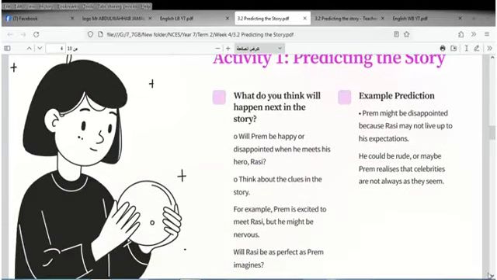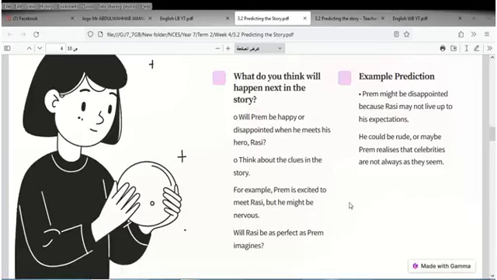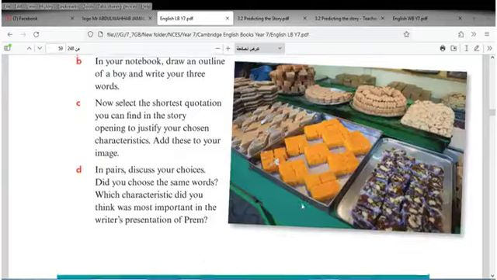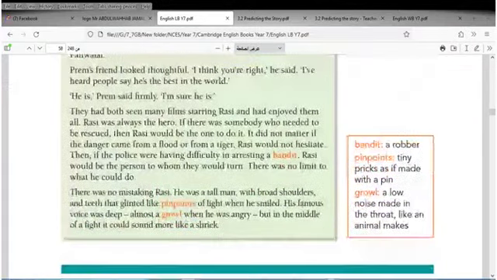Now, if I want to start with predicting the story to cover objective number one, without reading extract one, can you anticipate or predict what will happen? What do you think might happen next in the story? Because, if you remember, we stopped here. There was no mistake.